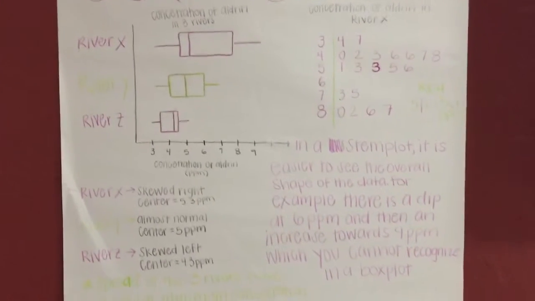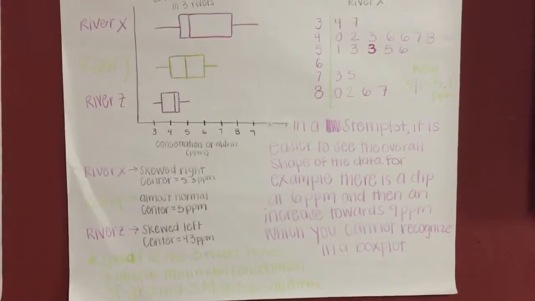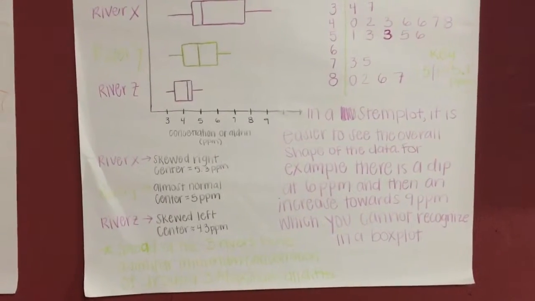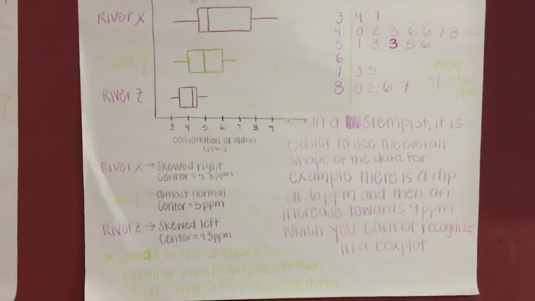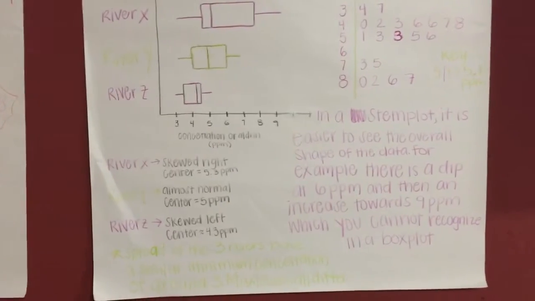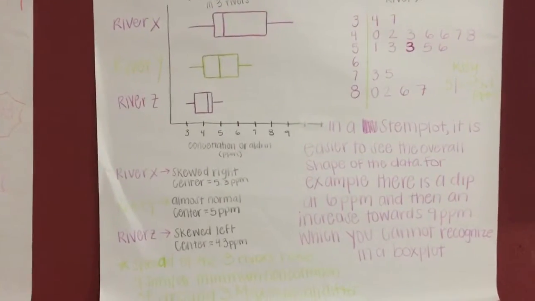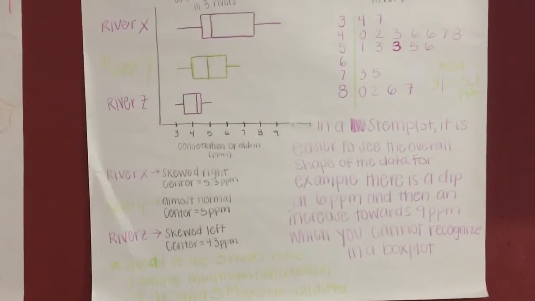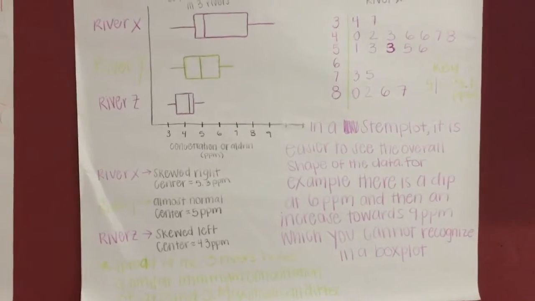One thing they did have in common was that the spread of the 3 rivers have a similar minimum concentration, which was around 3, but the maximums all differed. And we want to take note that when you're using a box plot, you have to look at the median, and you can't figure out data through the mean.